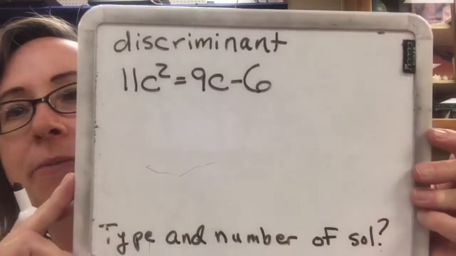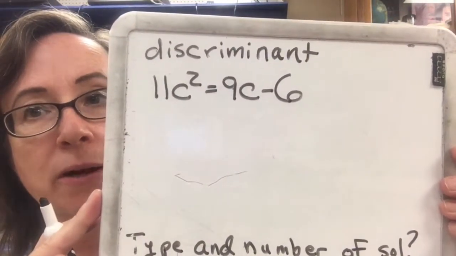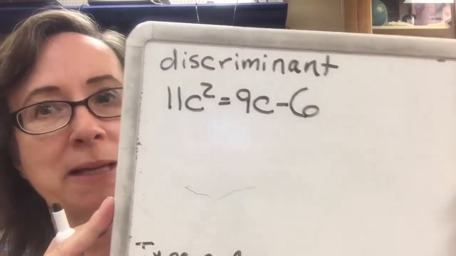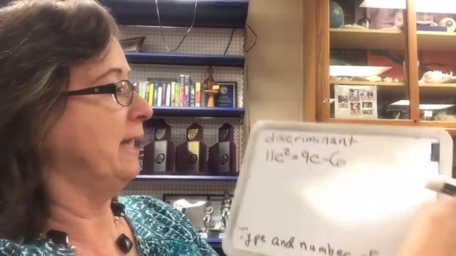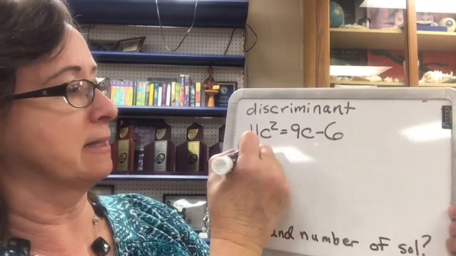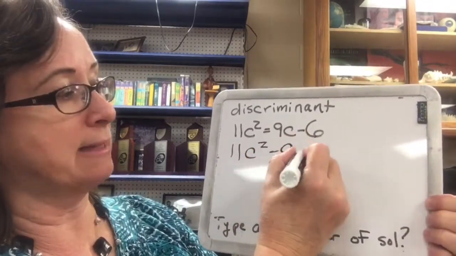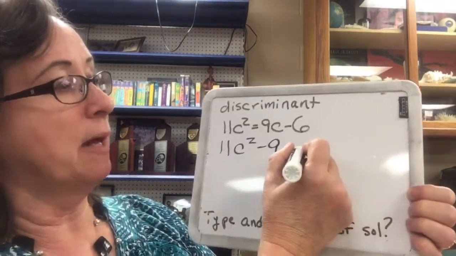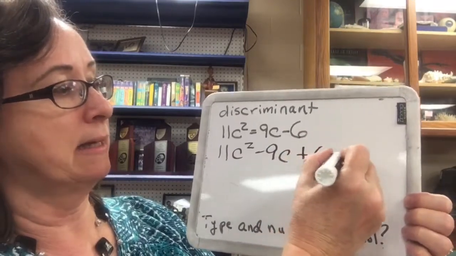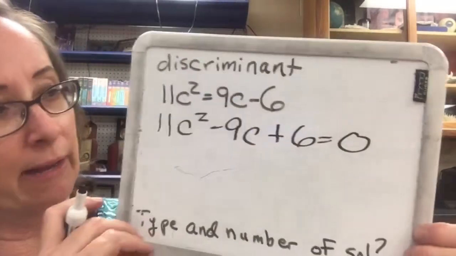We're going to find the discriminant of this equation, and it is not yet in its ax squared plus bx plus c form. So we're going to turn this around, and we need our c squared, and then our c, and then our constant. So 11c squared minus 9c, because I'm moving it from the right to the left, plus 6. Again, moving it from the right to the left, I changed the sign. So now I have it in the correct form.